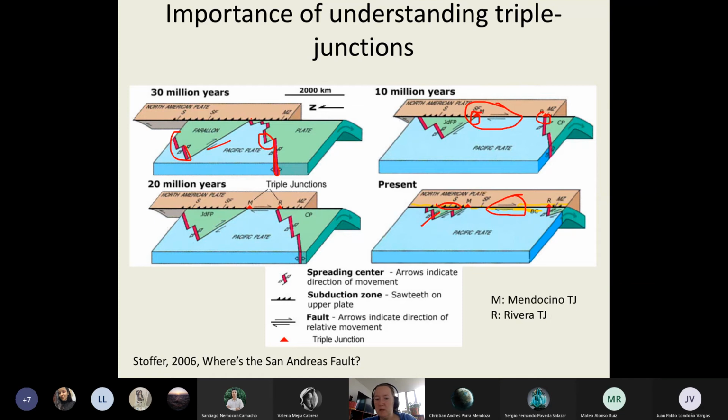Now, what are my options? The Pacific plate could keep coming and still have a subduction zone, but now instead of Farallon South North America, I could have Pacific North America. Or I could turn it all into a transform fault. This comes from a paper by Stouffer on Where's the San Andreas Fault, where they walk you through a little bit of how you reconstruct this history and what you think will happen in the future.